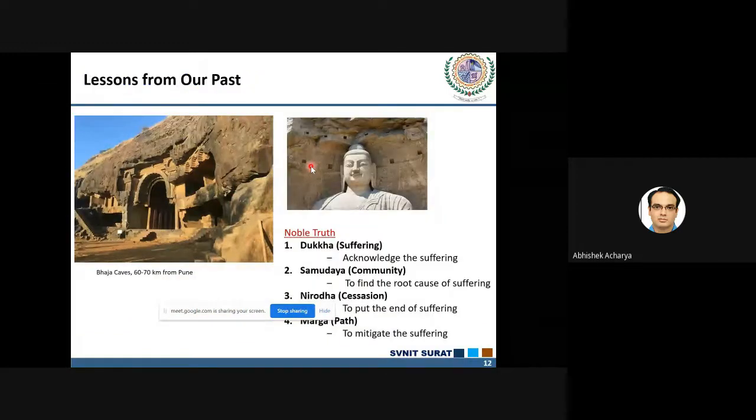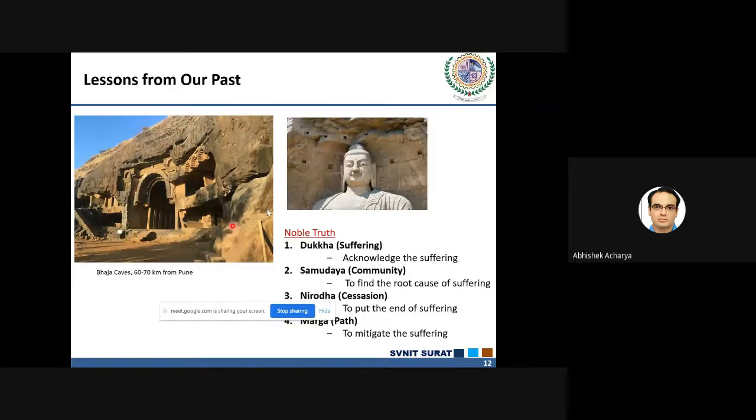Now let us have a look at this particular picture which is in front of you. This is an image of the Bhaja Caves. This is located 60 to 70 kilometers from Pune. And this is a very beautiful place. I suggest whenever you get a chance, visit this place.